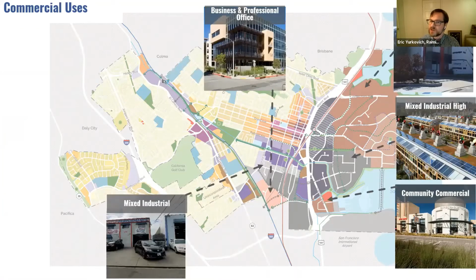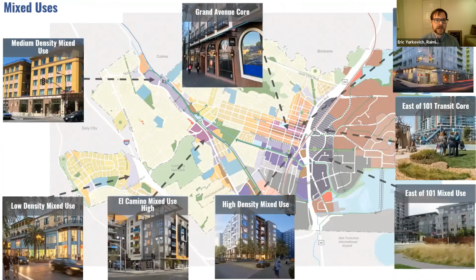Here's some sample pictures of what those commercial uses look like in the city. And then mixed use. Sometimes these are going to be a building that has maybe retail or service uses along the bottom floor and residential or office uses above it. Or sometimes it might be two different uses set next to each other on the parcel. But again, you can see the difference of these mixed use types across the city, and there's quite a lot of these across the city.